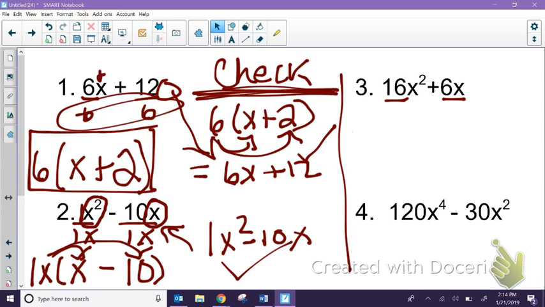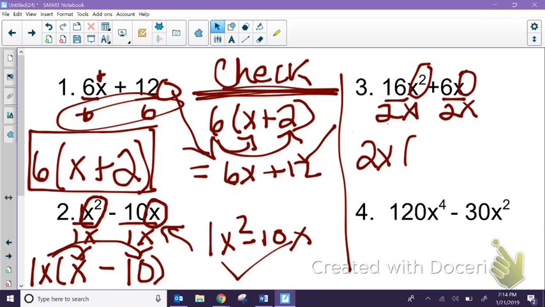Do they share any type of numbers? They're both even. What does that mean, Miss Smith? I don't know what even numbers are. 2, 4, 6, 8, 10, 12, 14, 16, anything that can be divided by 2. Since both of these can be divided by 2, I will take this and divide both terms by 2. Oh wait, Miss Smith, I'm not done. I've got an x. So 2x goes into it, 8x plus 3.